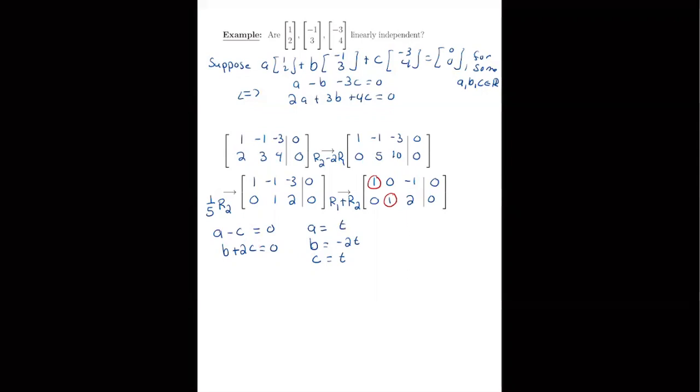So here, what we found is that we have infinitely many solutions. So we certainly have a non-trivial one, so we can certainly find one. But in this case, we do have infinitely many solutions. So we certainly don't have a unique solution. We don't just have the trivial solution. So infinitely many solutions.